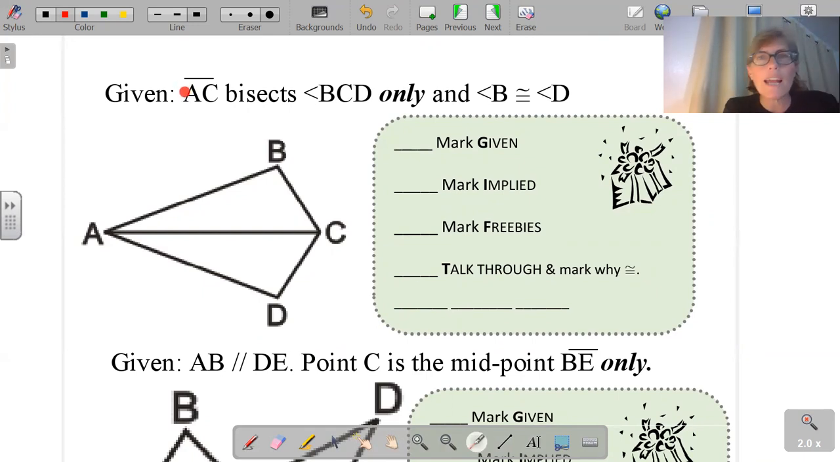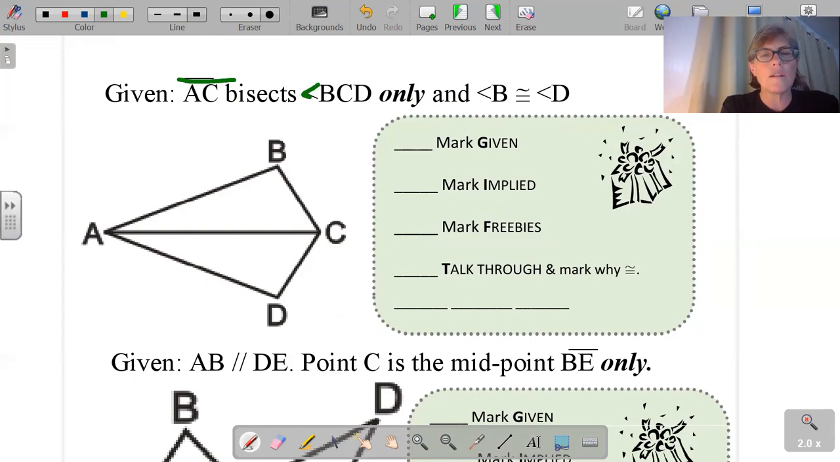Put your finger here, first finger, not pen, finger, right there. And you're going to read out loud, lips moving, finger on the page. Ready? AC bisects BCD only. Angle B is congruent to angle D. Now, we take each piece of information and put it on the diagram.